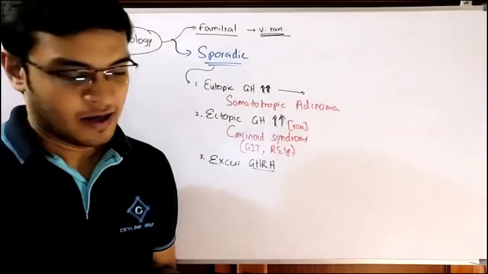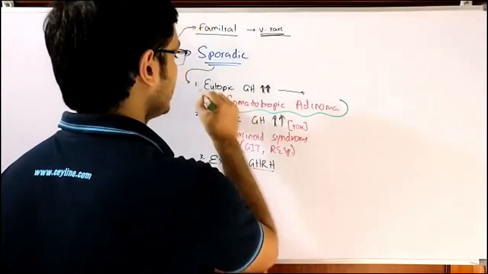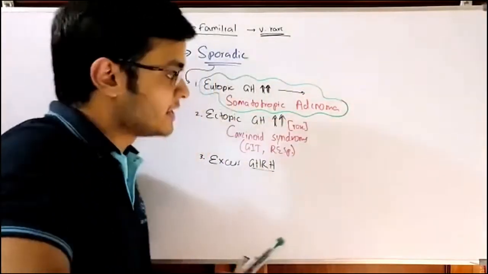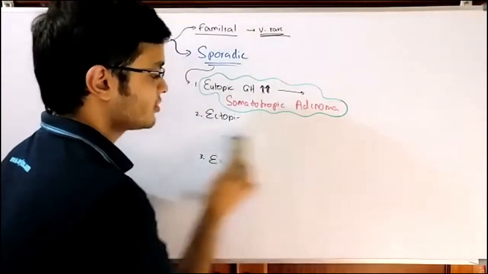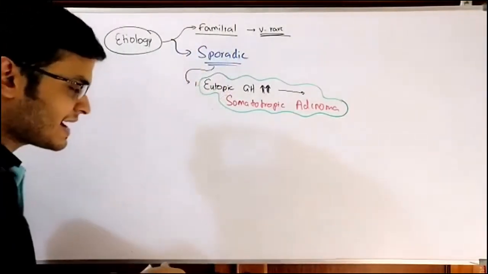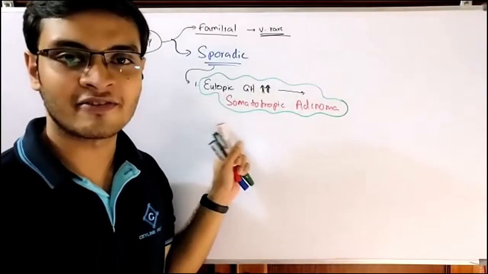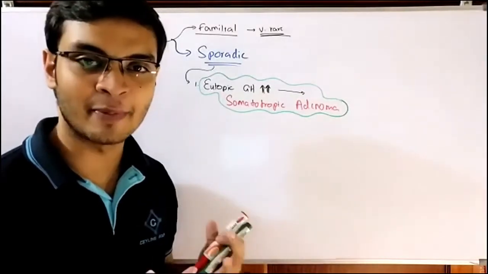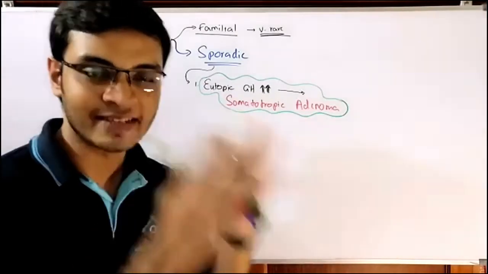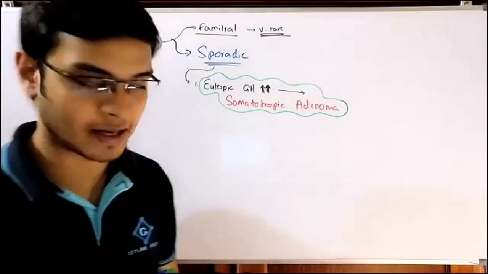So this is the one I want you all to know: somatotropic adenoma. Here's the important thing I want you all to know, guys. In this somatotropic adenoma, what can happen? This somatotrope is what kind of a cell in the pituitary? It's an acidophilic cell.